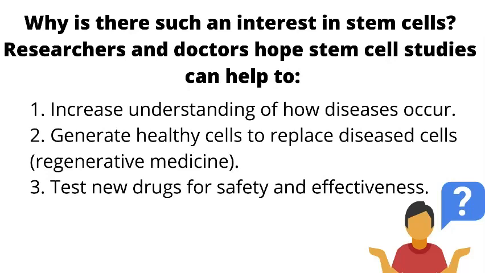So, by watching stem cells mature into cells in bones, heart, muscles, nerves, and other organs and tissue, researchers may better understand how diseases and conditions develop. Number two is to generate healthy cells to replace diseased cells, or regenerative medicine. Stem cells can be guided into becoming specific cells that can be used in people to regenerate and repair tissues that have been damaged or affected by disease.